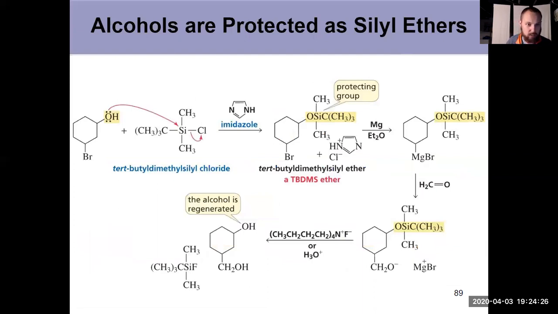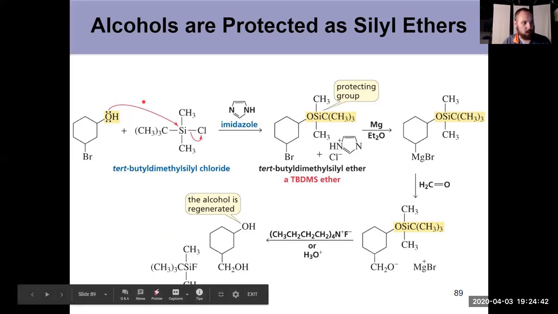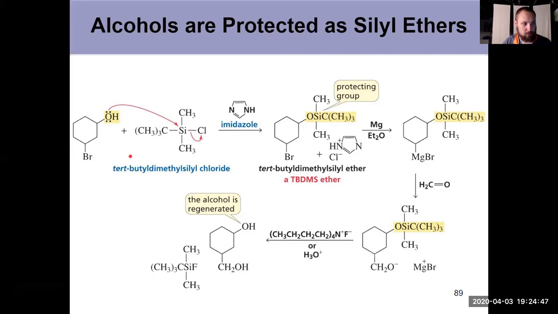One other protection to consider is OH groups. We're going to think about it here as in alcohols, and on the next slide in carboxylic acids. And alcohols are protected by turning them into silyl ethers. So we can take an alcohol and protect it with tert-butyl dimethylsilyl chloride, which is a mouthful, so it's typically abbreviated as TBDMS. TBDMS, tert-butyl dimethylsilyl chloride in this situation.